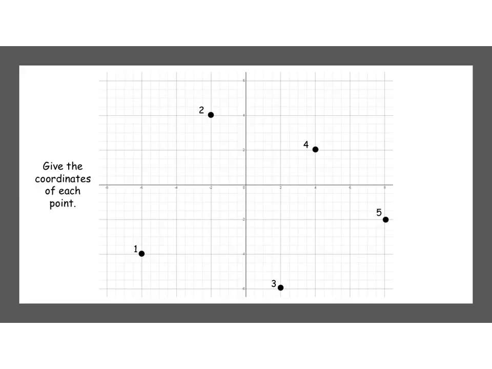So, give the coordinates of each point. That's definitely a question that you might be asked. So here's our x-axis, and that's our horizontal one. We have our y-axis, which is our vertical one. And what we have to do is give the coordinates of each point. So we have our x and our y.